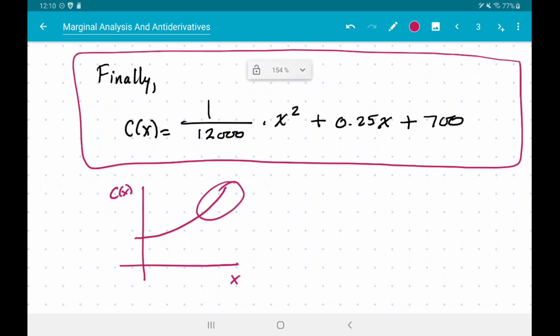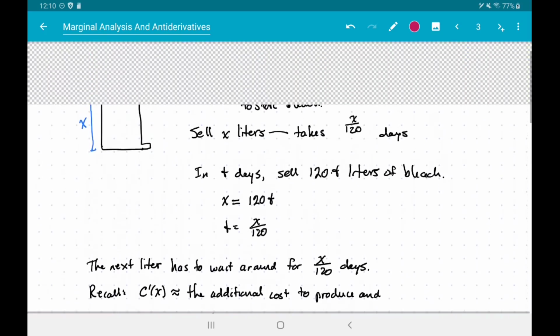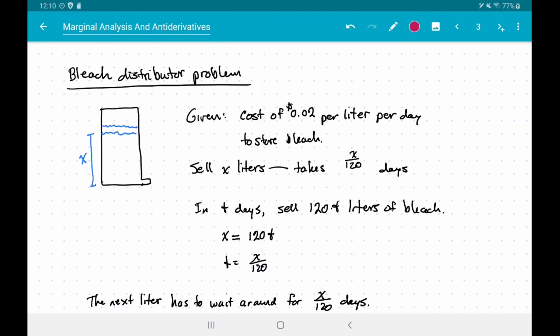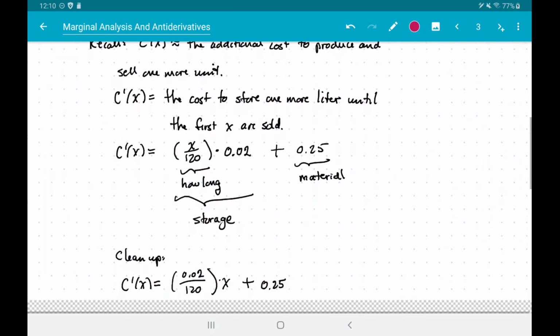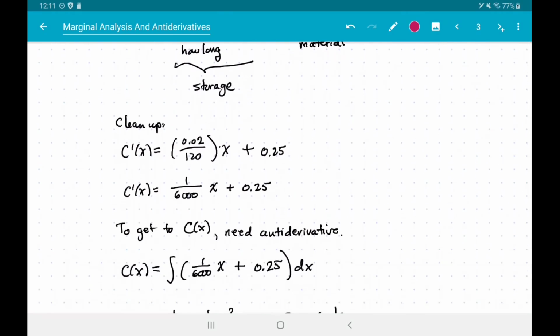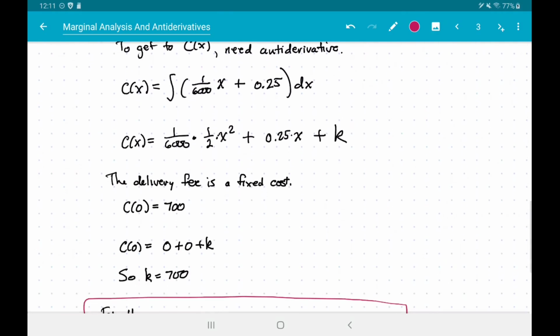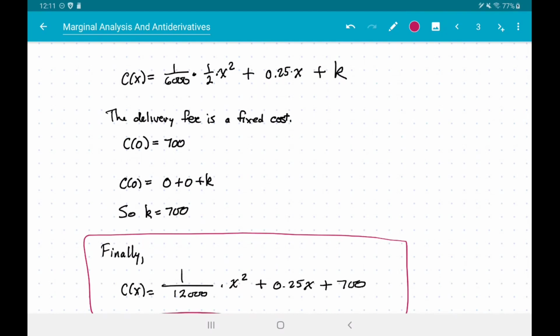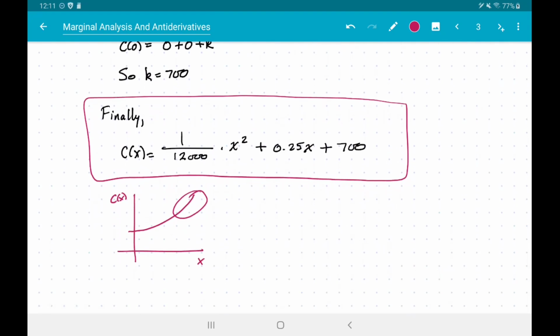Okay, so there you go. That's the bleach distributor problem. And again, we had to read the problem carefully. We had to understand what it's telling us as far as how to compute the costs for this business. It actually gave us information about marginal cost, some of which was very easy to interpret and some of which we had to think about. We then had the marginal cost function, but we needed the cost function. That means we needed an antiderivative. So we did an antiderivative of a polynomial. We picked up a constant of integration, and we used the fixed cost, which for this problem was just a delivery fee, and figured out what that constant of integration was. And so finally, there's the total cost function.